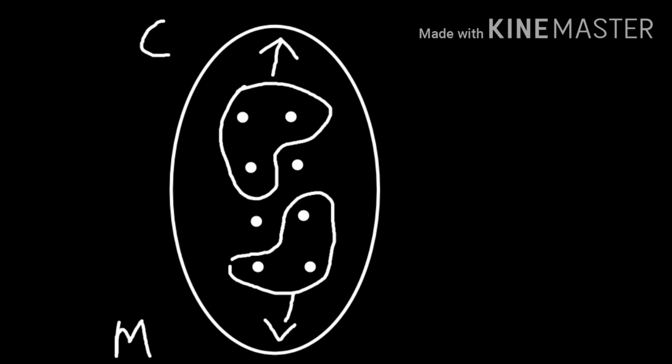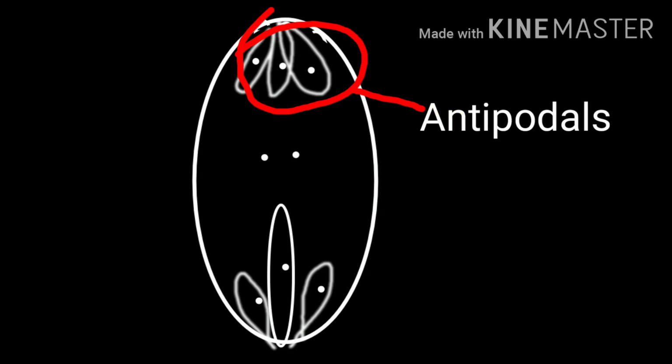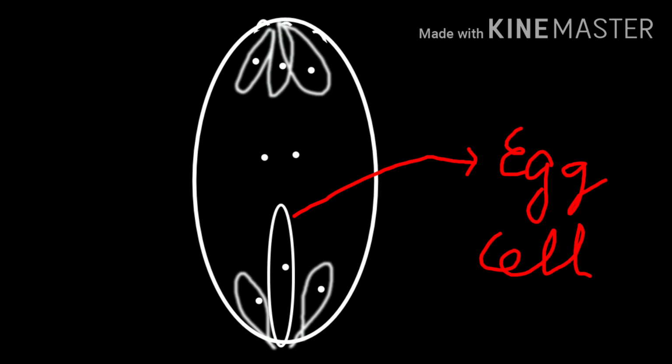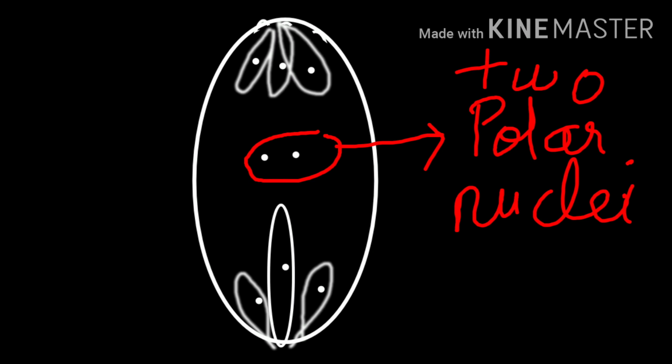Then 3 nuclei out of 8 nuclei will move towards the chalazal end and other 3 will move toward the micropylar end. And then cytokinesis takes place. 3 nuclei at the chalazal end form antipodal cells. At the opposite end there are 2 synergids and an egg cell is formed. This egg cell will fuse with the male gamete to form zygote during fertilization process, and at the center you will see 2 polar nuclei are present as it is.